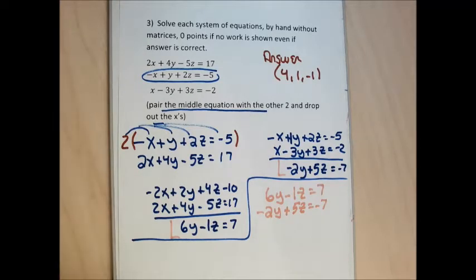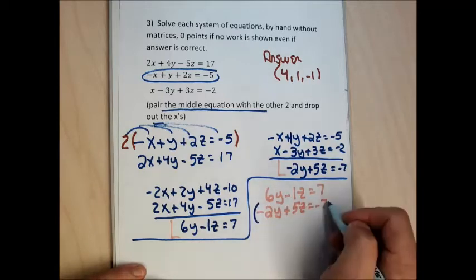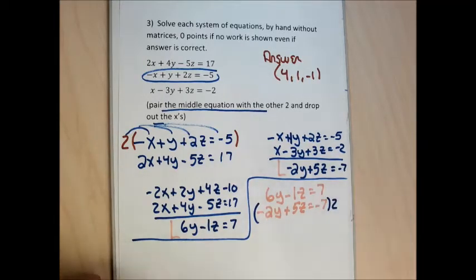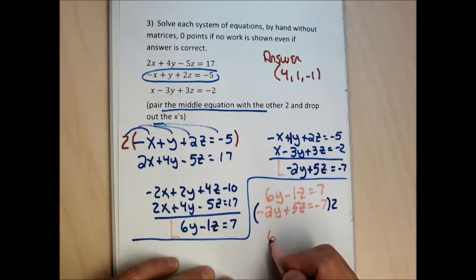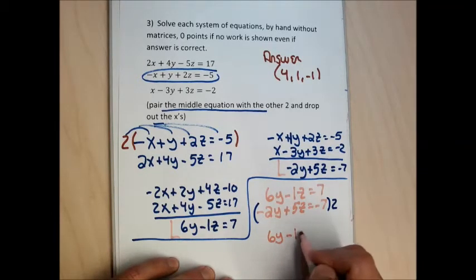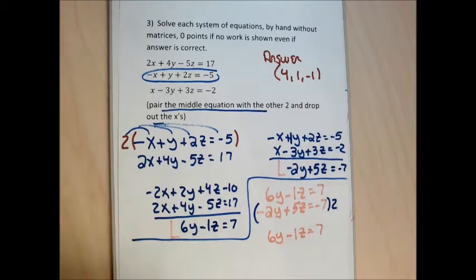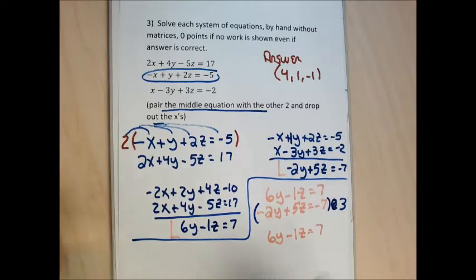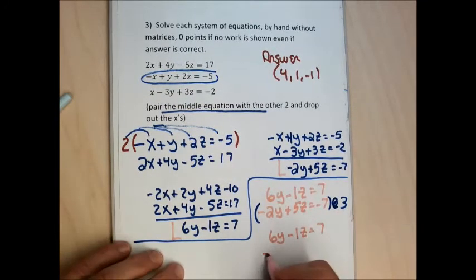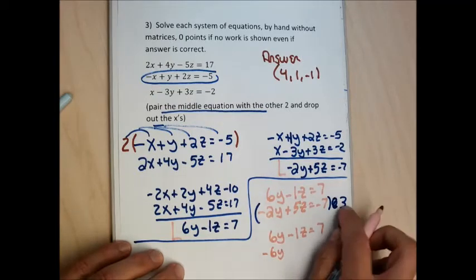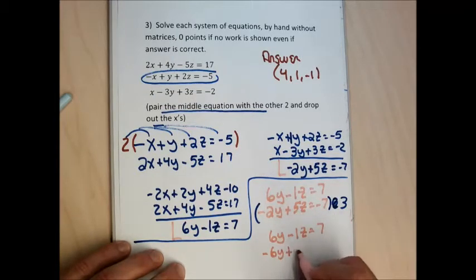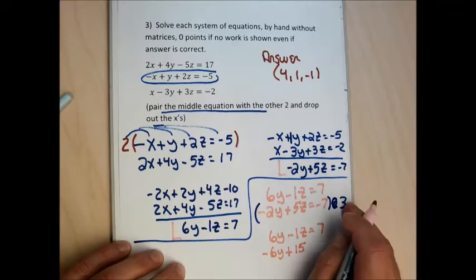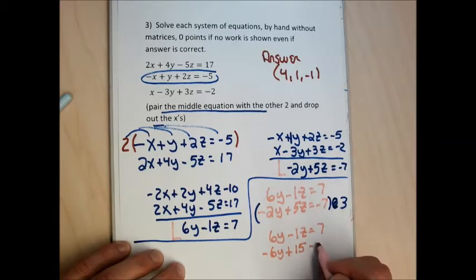And I'm going to solve them by dropping out the y's. I'm going to multiply the bottom equation by 2. I'm going to leave the top equation intact, and that's going to let the y's drop out. So I'm going to get 6y minus 1z equals 7, again for the top equation. I should be multiplying the bottom by 3 and not 2, because 3 times -2y is -6y. 3 times positive 5z is positive 15z, and 3 times -7 is -21.